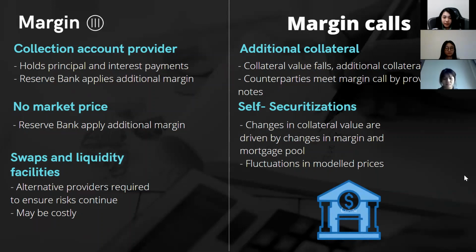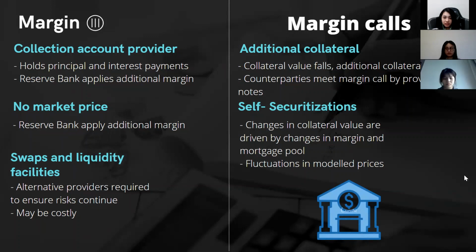The last way the Reserve Bank manages this risk is by the margin call. If the collateral value falls below a certain threshold, the Reserve Bank will call for additional collateral from the counterparty. The counterparty can meet a margin call by providing more notes issued from the self-securitization.